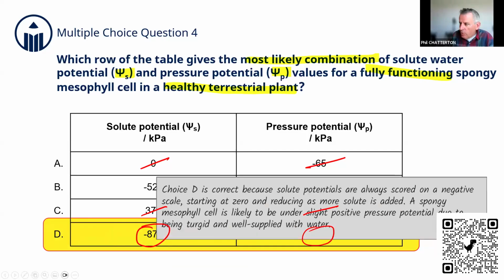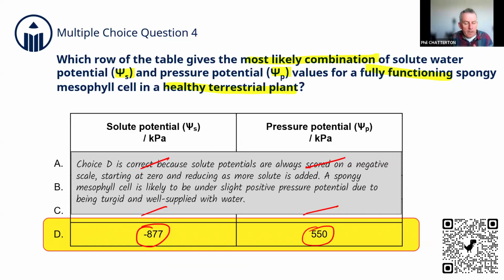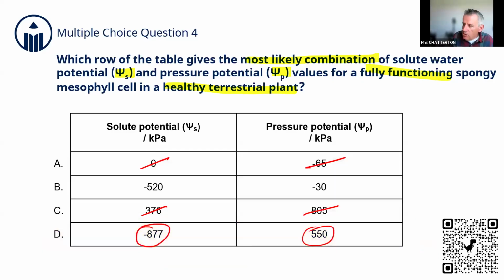So that's the kind of thought process that I want you to put into these sorts of questions. When you're doing a multi-choice question, you can almost always eliminate one or two answers that are obviously wrong. And for that, we would say, well, you can't have a solute potential of 0 inside a cell. It doesn't exist. It's impossible. It wouldn't be a cell then, would it? So you can eliminate A and C.